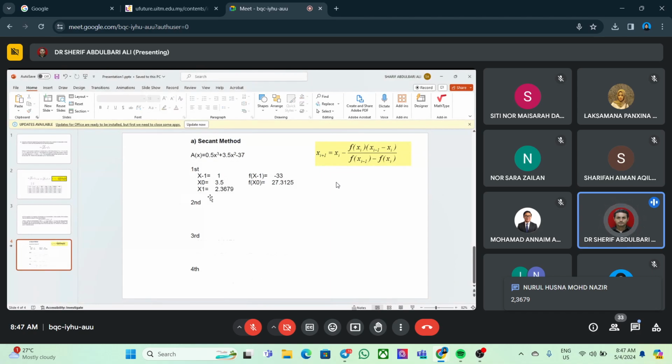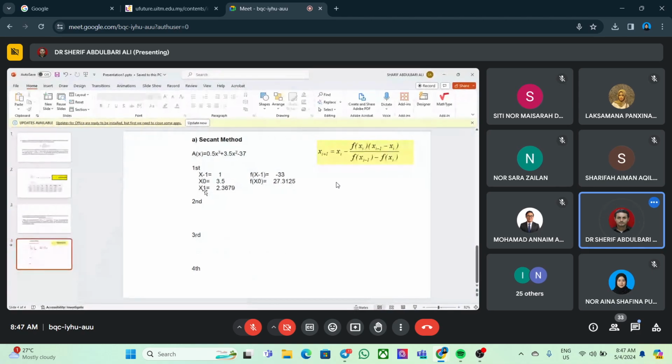Some of you getting the answer. 2.36. Okay, good. So some of you getting the answer. Now you need to calculate the error. So the error here is x new minus the x old over the x new.